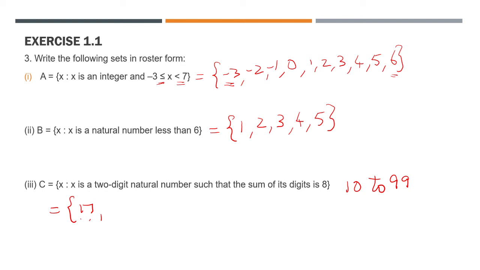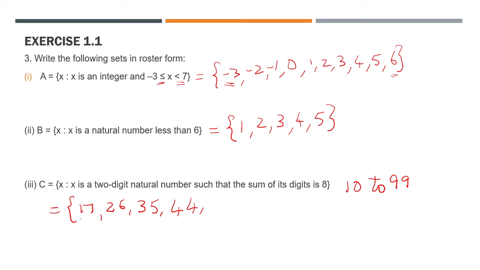Then we will move on to 21, 22 up to 29. In the 20 series, 26 has the sum of the digits as 8, because 2 plus 6 is 8. Then next we have 35, the sum of the digits 3 plus 5 is 8. Next we have 41, 42 up to 50. 44 has the sum of the digits 8.